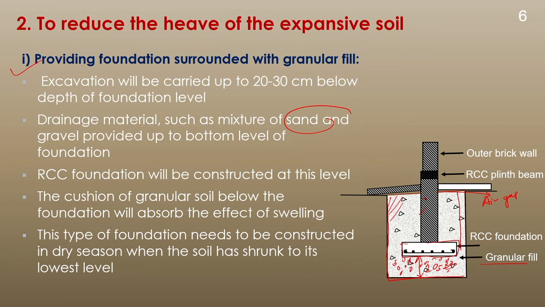So, in this method, the excavation will be carried out up to a depth of 20 to 30 centimeter below the foundation level. The drainage material such as a mixture of sand and gravel will be provided at the bottom level. Then the RCC foundation will be constructed over this granular fill. This granular material will act as a cushion layer to absorb the swelling of the soil. So, whenever the swelling occurs, that swelling will be taken care of by this granular material. Therefore, the effect of swelling on this foundation will be minimal.